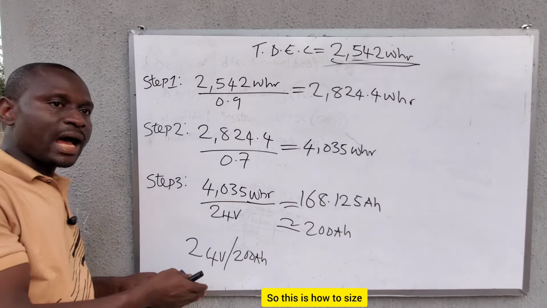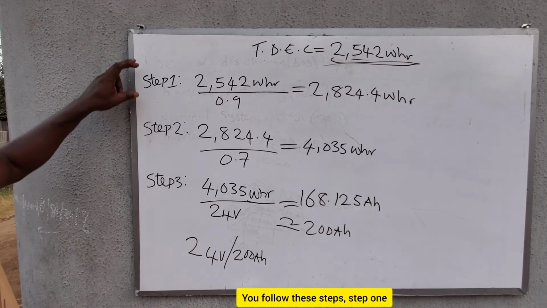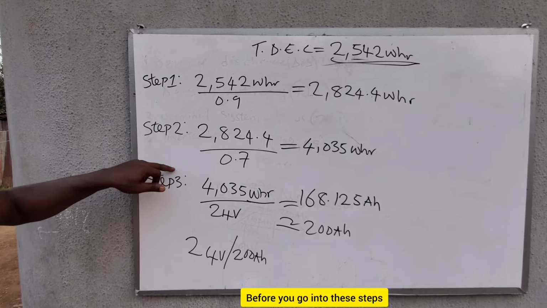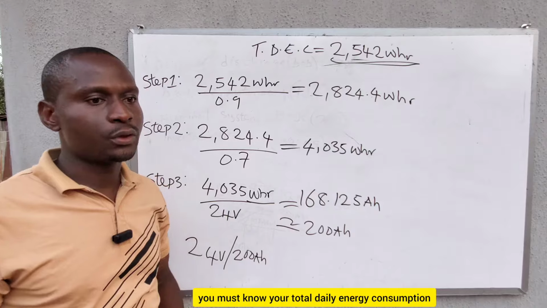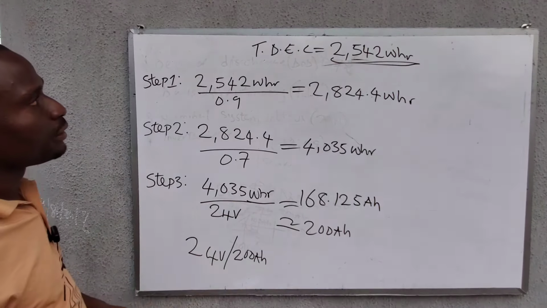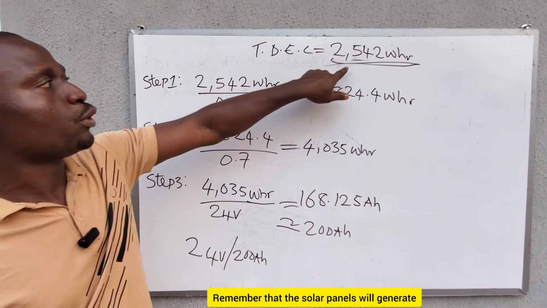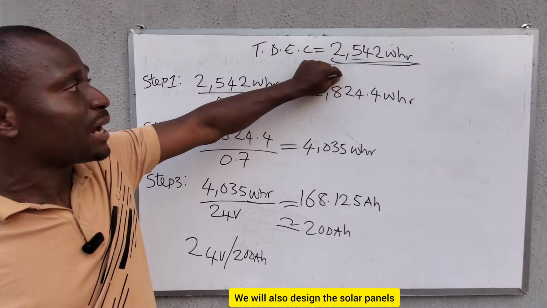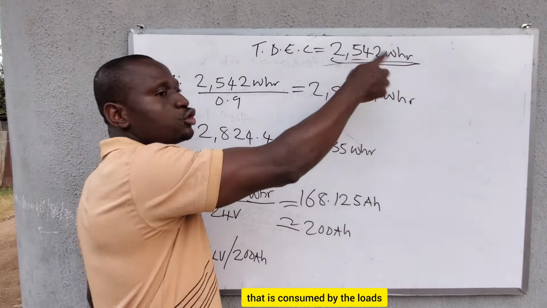So this is how to size the battery bank of your solar system. You follow these steps: step one, step two, step three. Before you go into these steps, you must know your total daily energy consumption. This is the battery bank capacity that we need to store this energy. Remember that the solar panels will generate this energy every day. We will also design the solar panels that will be able to generate this energy every day, because this is the energy that is consumed by the loads.